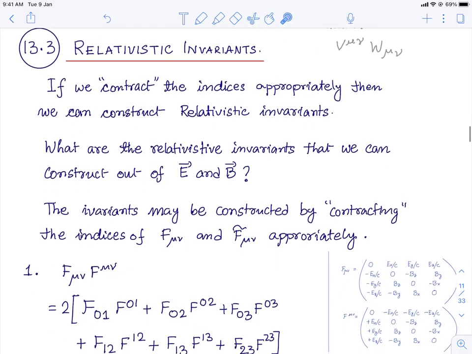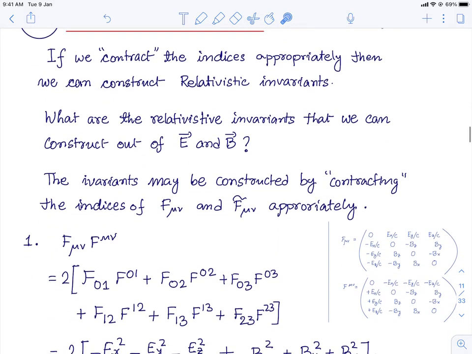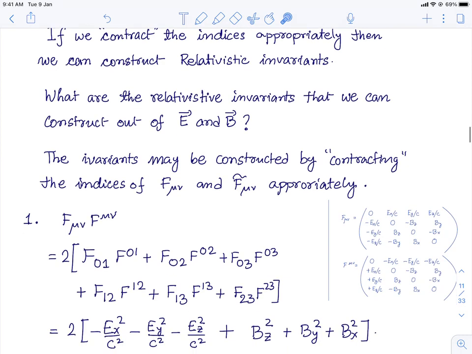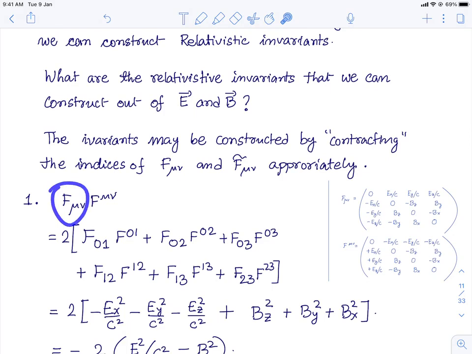Now going over to the next point, we want to take the field strength and see if we can contract it with itself. If we contract it with itself like this, then this is obviously going to be an invariant.